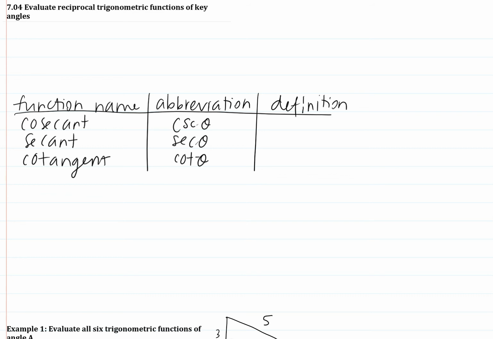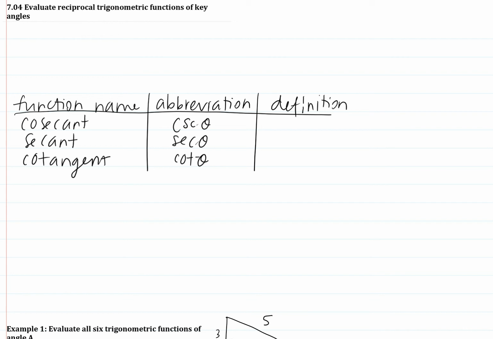Today's goal is to evaluate reciprocal trig functions of key angles. Yesterday, we mentioned that there are 6 trigonometric functions, all of which use an angle measure as input, or x value, and they produce a ratio of side lengths as an output, or its y value. Yesterday, we focused on the trig functions sine, cosine, and tangent.